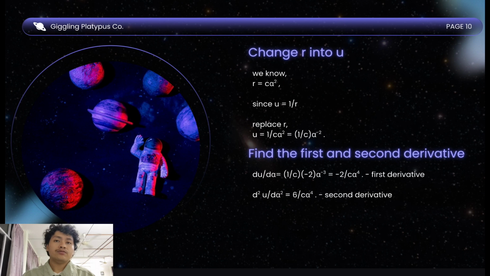So firstly, we're going to differentiate du in terms of d alpha. We will get 1 over c, negative 2 alpha to the power of negative 3. So simplify it, we will get negative 2 over c alpha to the power of 4. For the second derivative, we do d square u in terms of d alpha square, where we get 6 over c alpha to the power of 4. That is our second derivative.